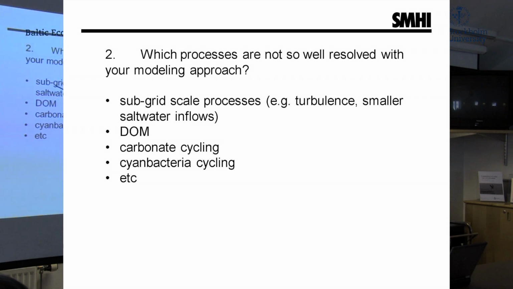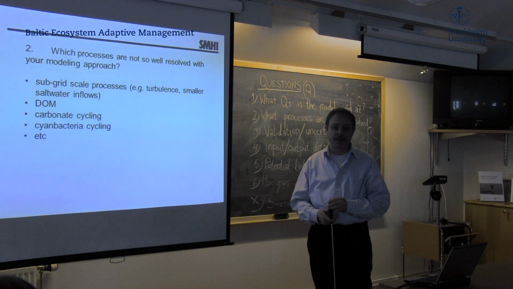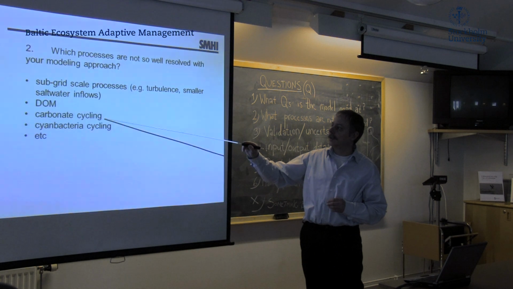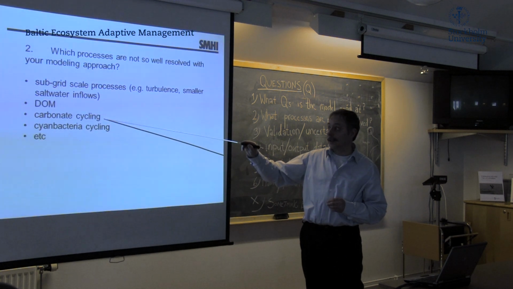Well, in general, all subgrid scale processes like turbulence, smaller saltwater inflows, because of the limited resolution simply. Then a big issue is that really some big parts are missing, dissolved organic matter. We really have not developed that. This is underway. Carbonate cycling I've also listed here. It's a question if it is so important for the response of the variables that I've shown here. But of course there is interest in acidification and other things like light climate.